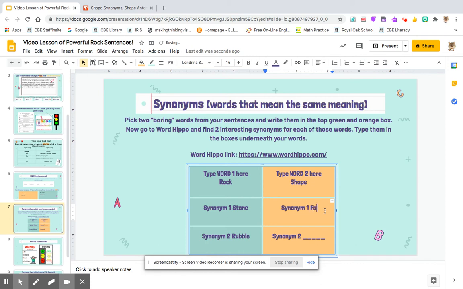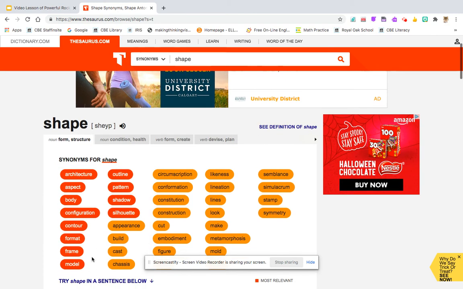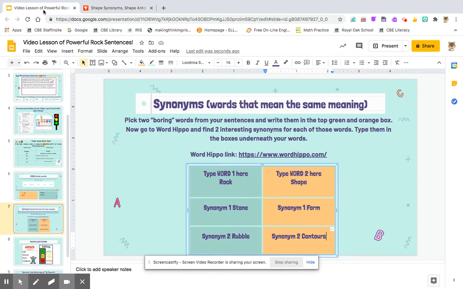And I do want you to write in more than one so that I can see that you're being thoughtful and making your choices around that. Contours. Did I spell that right? I'm going to double check. Spelling is not my forte, so I definitely have to check when I do these things. There it is, contour. Yep, so I got my contours.